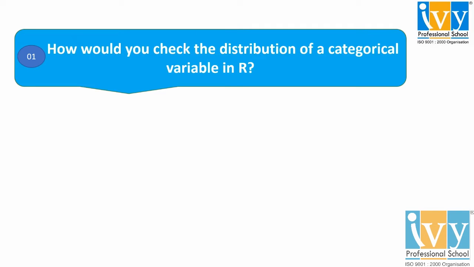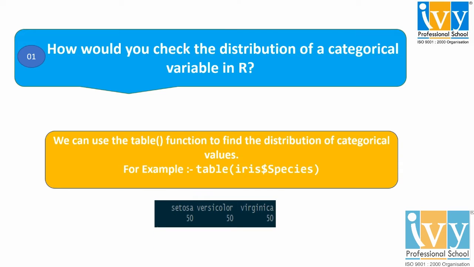How do you check the distribution of a categorical variable in R? The distribution of a categorical variable in R can be checked by using the table function. For example, table(iris$species). The iris$ represents that we can select a column species from the dataset iris. The $ sign is used to access a variable in the R set. Moving to the next question.